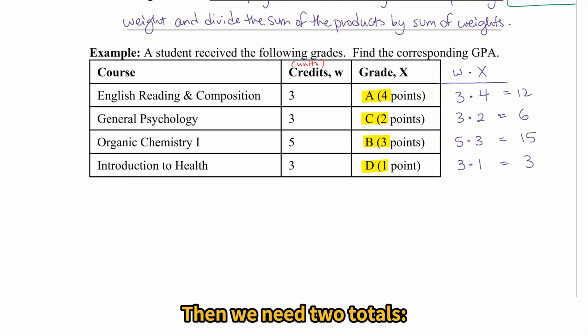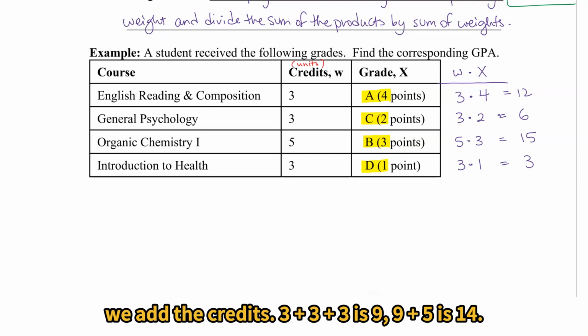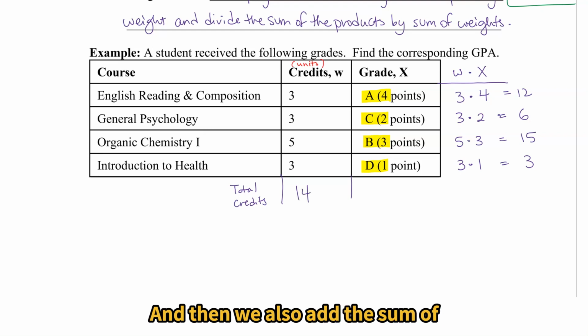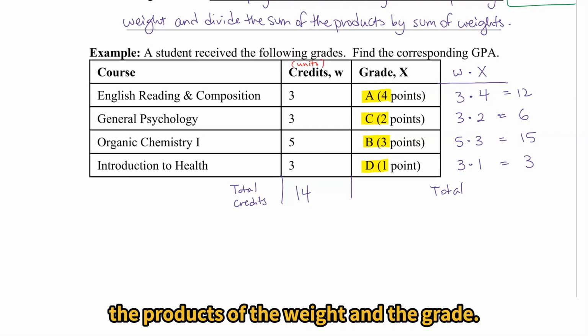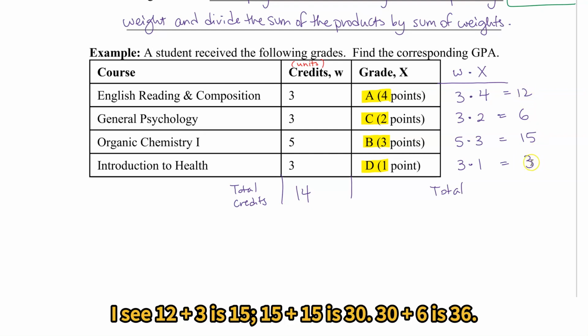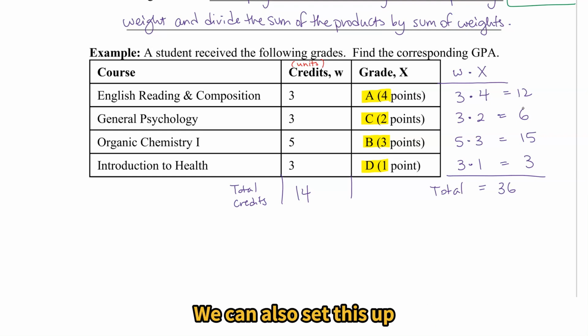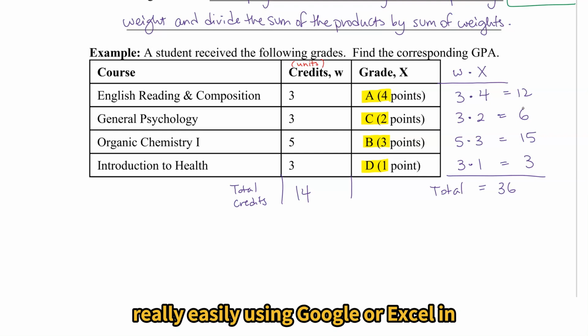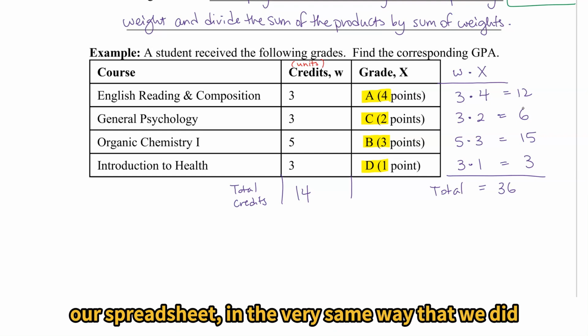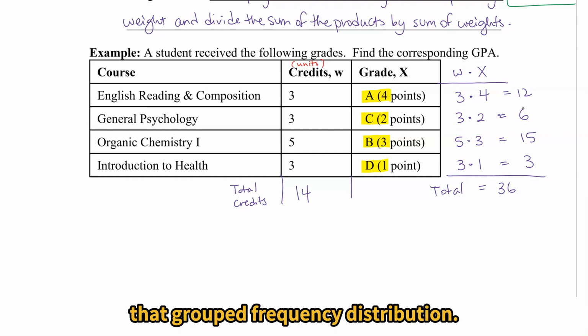Then we need two totals. We add the credits. 3 plus 3 plus 3 is 9. 9 plus 5 is 14. And then we also add the sum of the products of the weight and the grade. I see 12 plus 3 is 15. 15 plus 15 is 30. 30 plus 6 is 36. Feel free to use those calculators too. We can also set this up really easily using Google or Excel in our spreadsheet in the very same way that we did that group frequency distribution.